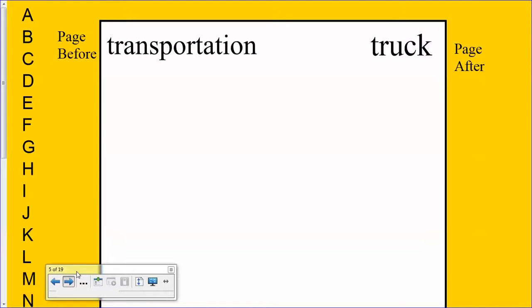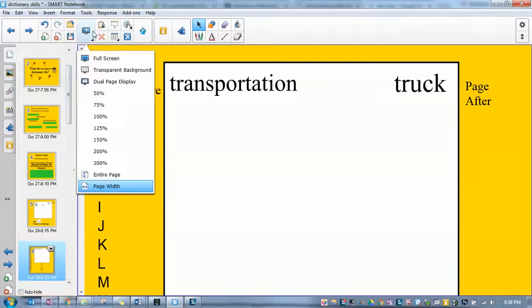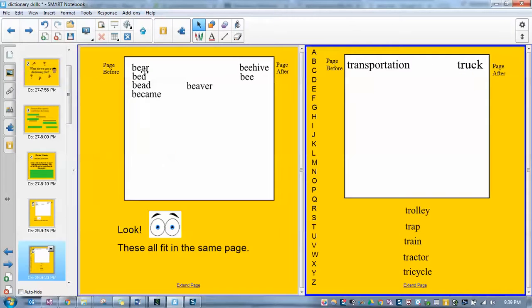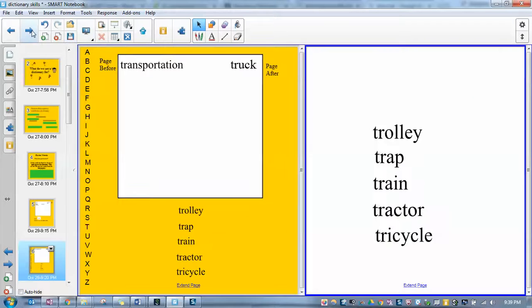So now I'm going to show you some words, and we are going to practice alphabetizing them. So let's look at this. My guide words here are transportation and truck. Now what I like to do is put all of my words, including my two guide words, in alphabetical order and then decide where they would fall.